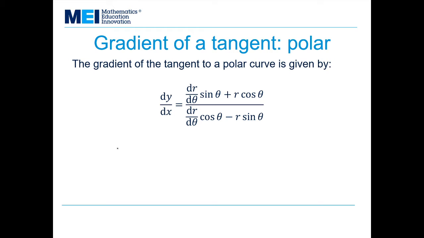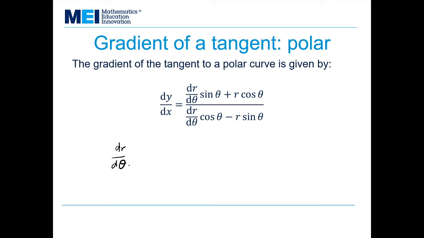Now there's a common mistake that people make when working with tangents and polar coordinates, which is to write down dr by d theta and then use that as if it were the gradient of the tangent. It's an easy mistake to make. You think to yourself, well, I would have dy by dx if I had coordinates y and x, so dr by d theta because I've got coordinates r and theta.